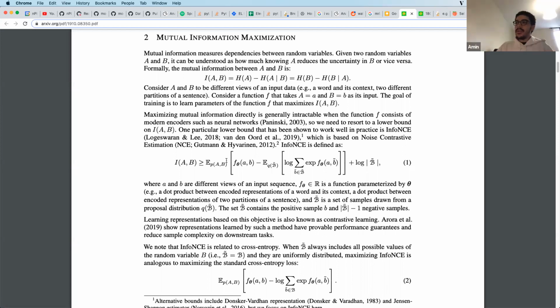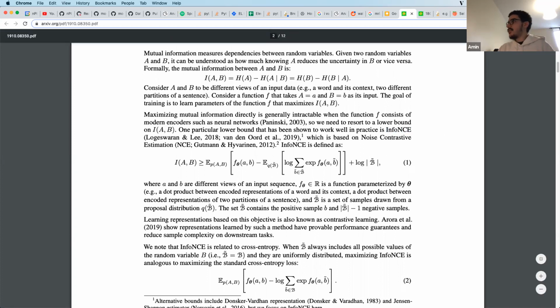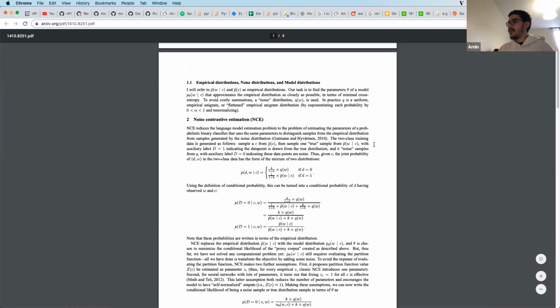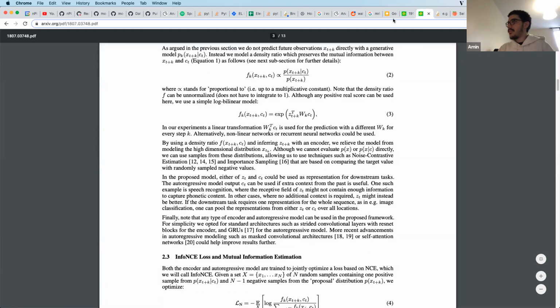Yeah, so let's talk briefly about where this loss here comes from. So this is the InfoNCE loss. I think it would be good to jump to the paper. Oh, this is the wrong paper.